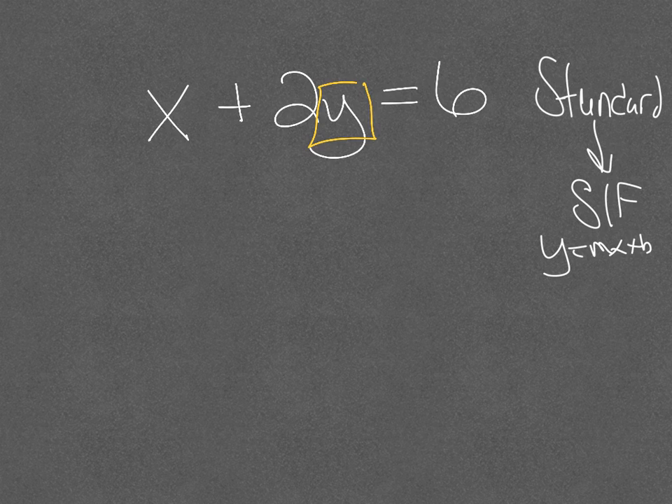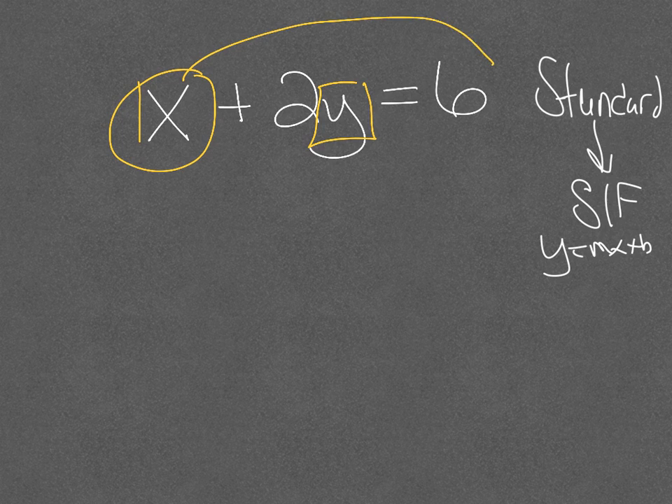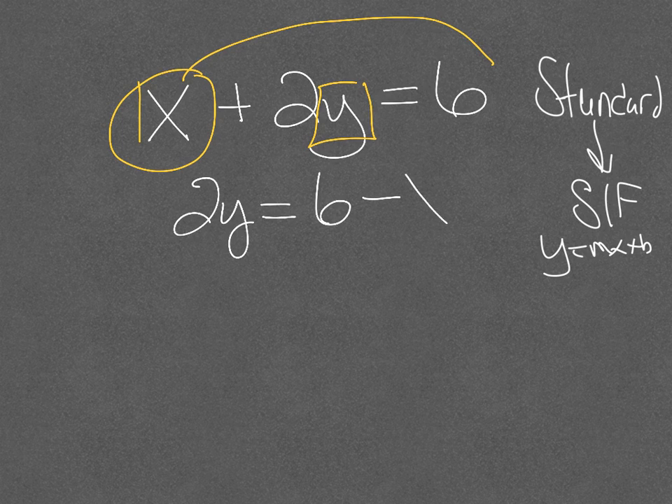So what you're going to do is you're always going to take the x and the coefficient with it, which in this case is an invisible 1, and we're going to move it to the other side. So we're going to have 2y equals 6, and when it goes to the other side, it does the opposite. Here it was a plus because there's nothing in front of it, so it's going to change to minus 1x.